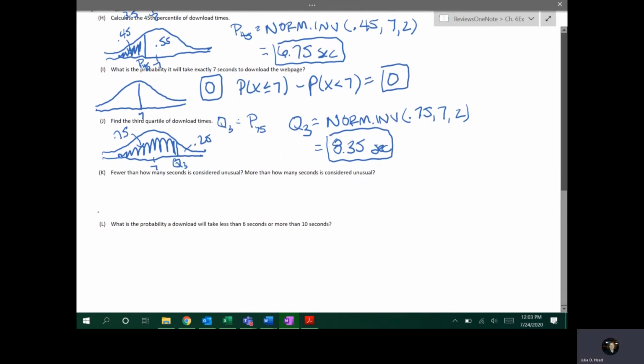Now part K you could technically do in two different ways, but I wanted to do it one particular way just to make a point that I'll talk about at the end. Fewer than how many seconds would be considered unusual? So unusual is 0.05. Or more than how many seconds would be considered unusual? So we have 0.05 on both the left and the right. Since we have two marks that we're trying to find, I'll call them XL and XR. And since we have 0.05 on each tail, we have 0.9 in the middle.